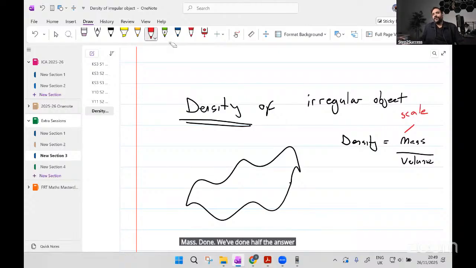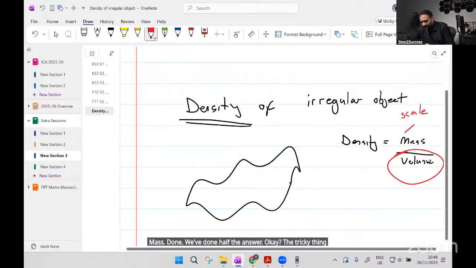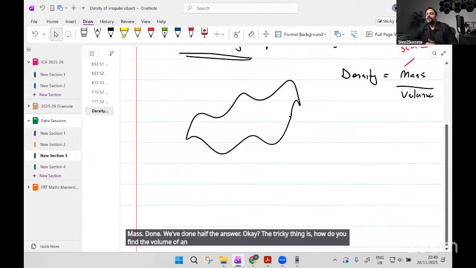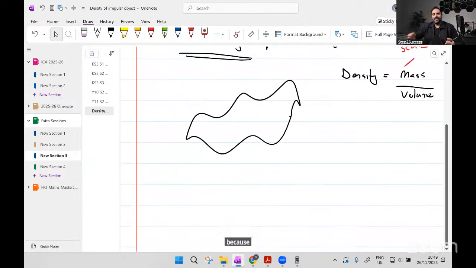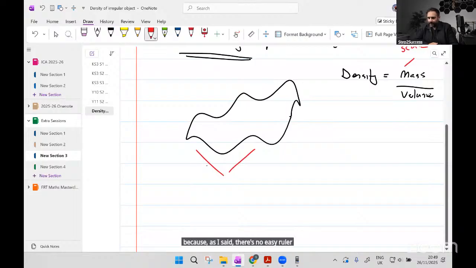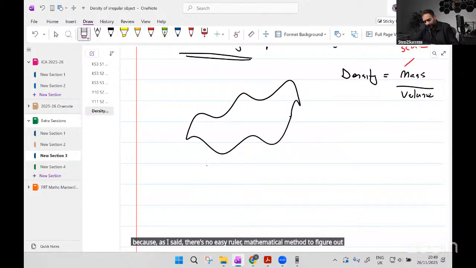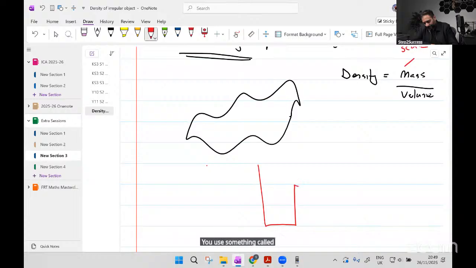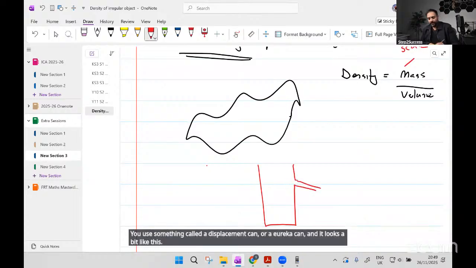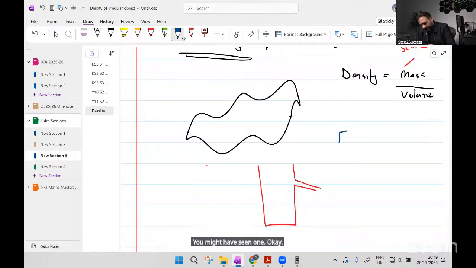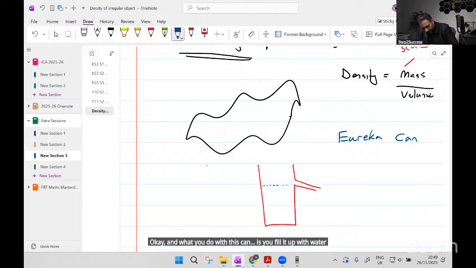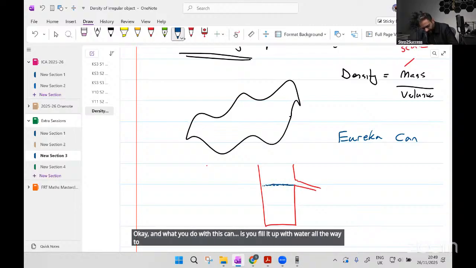The tricky thing is, how do you find the volume of an object like this? Because, as I said, there's no easy ruler or mathematical method to figure out its volume. You use something called a displacement can or a Eureka can, and it looks a bit like this. You may have seen one. What you do with this can is you fill it up with water all the way to this spout. Fill it up to there.